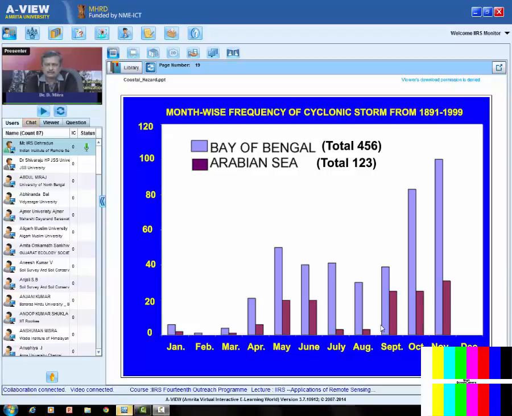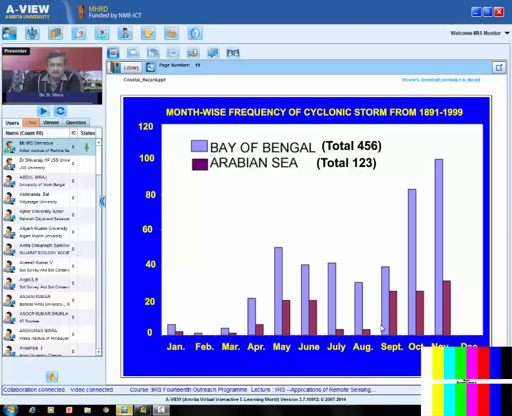Because cyclone conditions are much more favorable in the Bay of Bengal than the Arabian Sea when sea surface temperatures and other things are concerned. And also a lot of cyclones are getting generated in the Pacific Ocean and migrating into the Bay of Bengal. Though they are not originated in the Bay of Bengal, they are from the Pacific Ocean, which is the major source of the world's cyclones. So they are coming and finally getting into the Bay of Bengal. Their chances are not there in the case of the Arabian Sea.